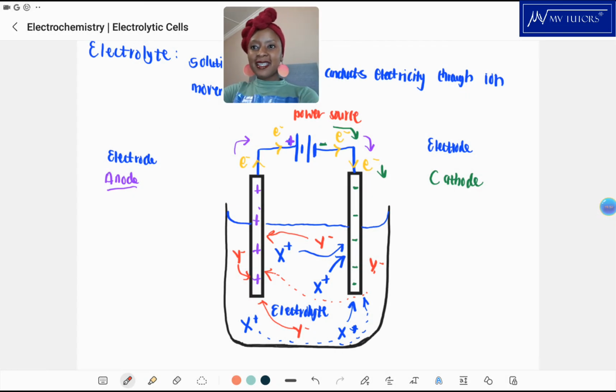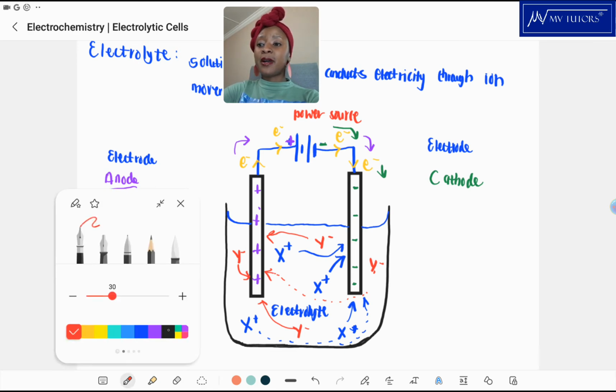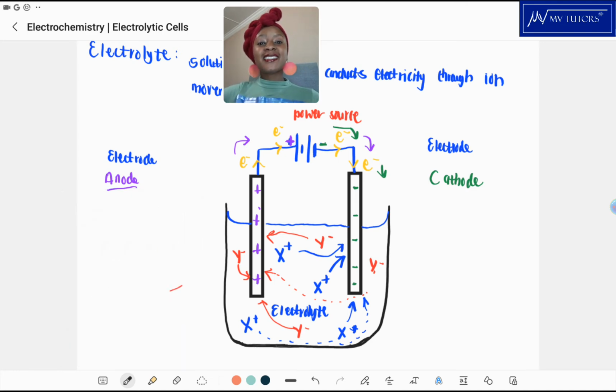Now as these cations go to the cathode, they will be reduced. And as the anions move to the anode, they will be oxidized. But here's one thing about the electrodes. As we talk about the application of electrolysis, it will start to make sense. Once this electrochemical process is happening, for the anode, because electrons keep leaving and finding their way to the cathode, the anode will start to lose mass.